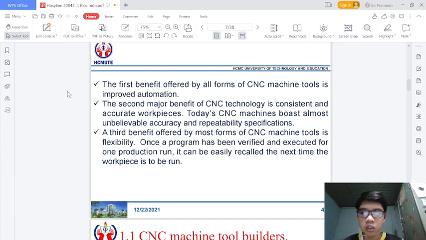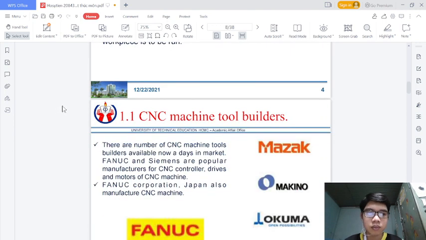Today, CNC machines exhibit unbelievable accuracy and repeatability specifications. A third benefit offered by most forms of CNC machine tool is flexibility. Once a program has been reviewed and executed for one production run, it can be easily recalled the next time the workpiece is to be run.